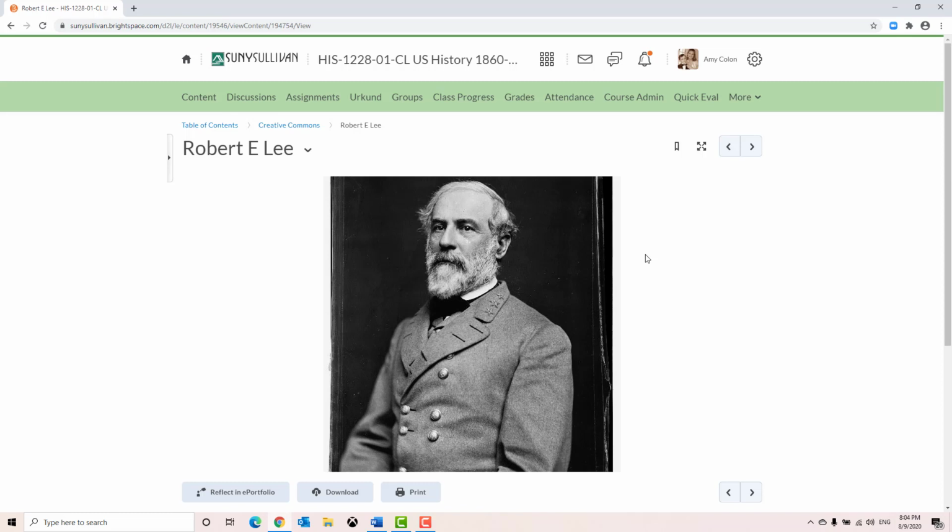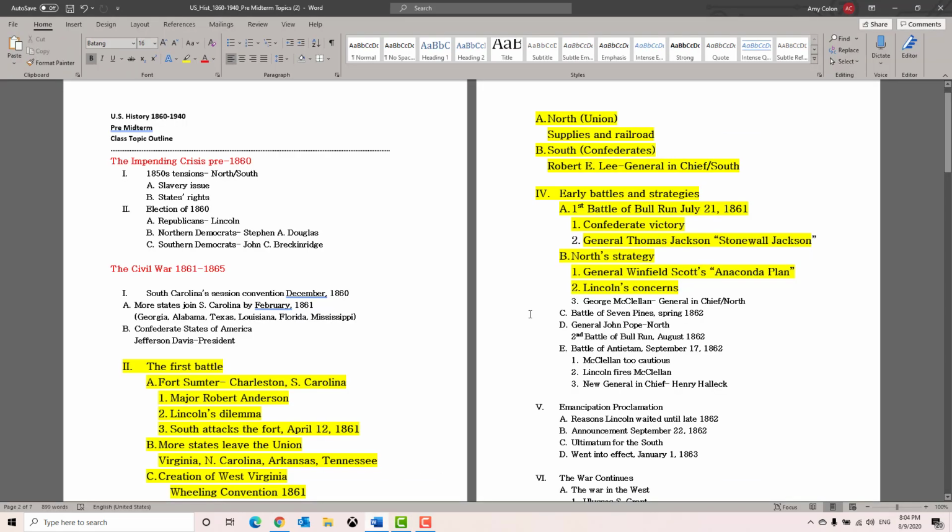And I'm going to talk more about the North struggle with their leadership later on. The South's disadvantage really is the lack of supplies.